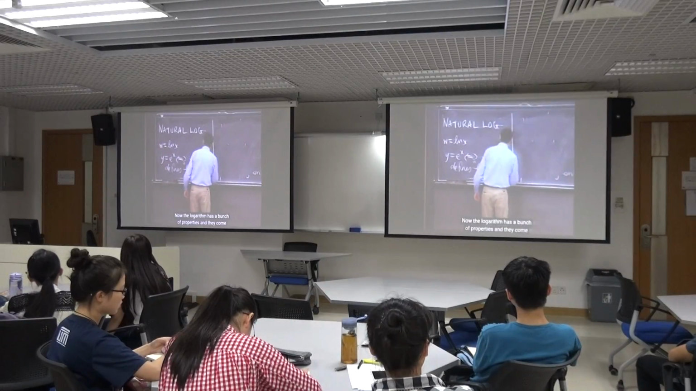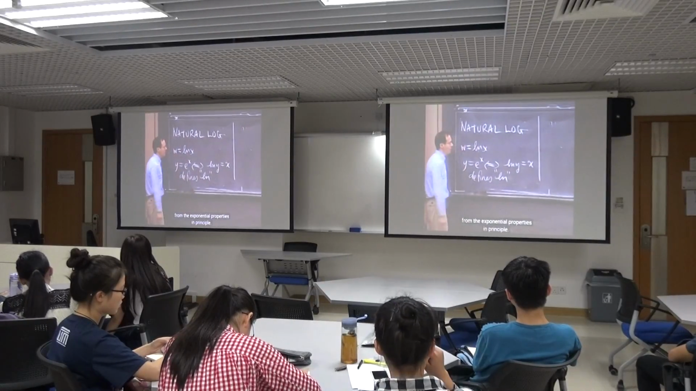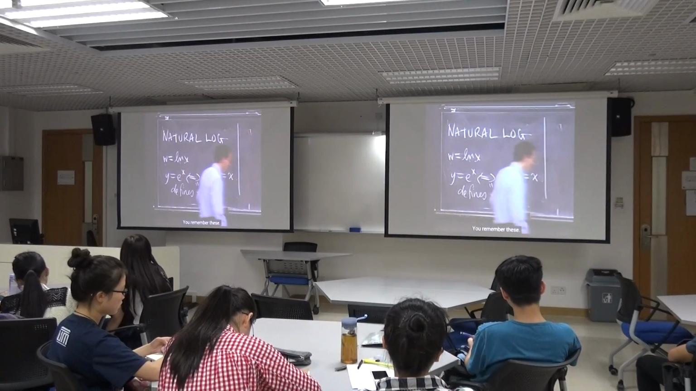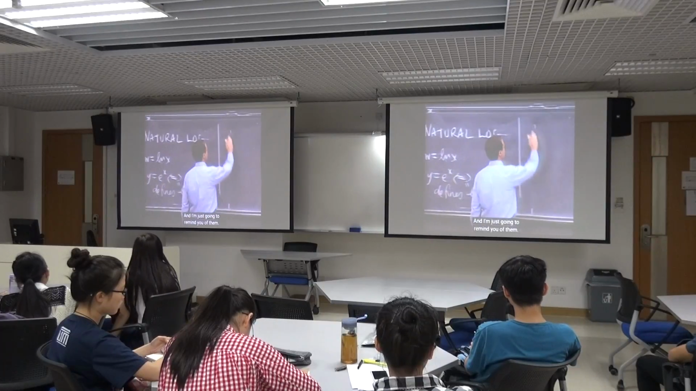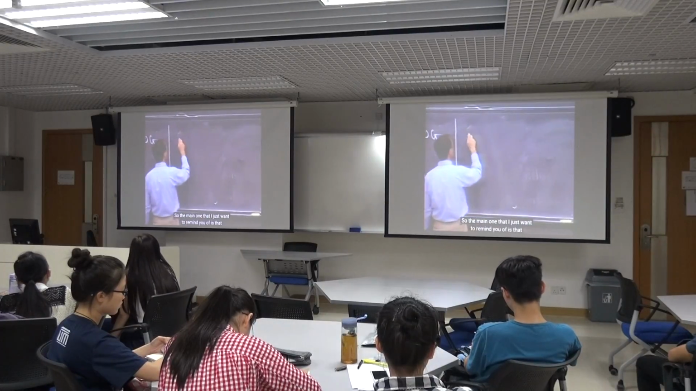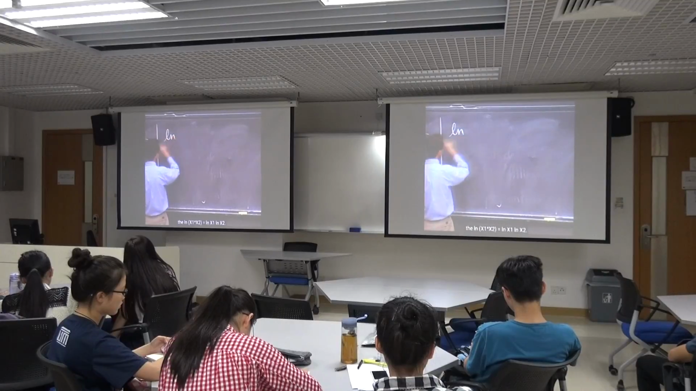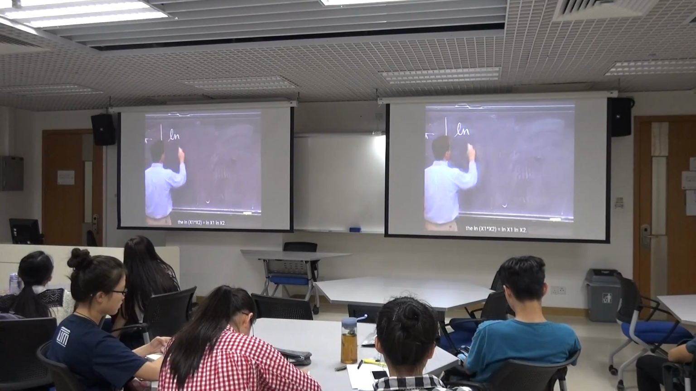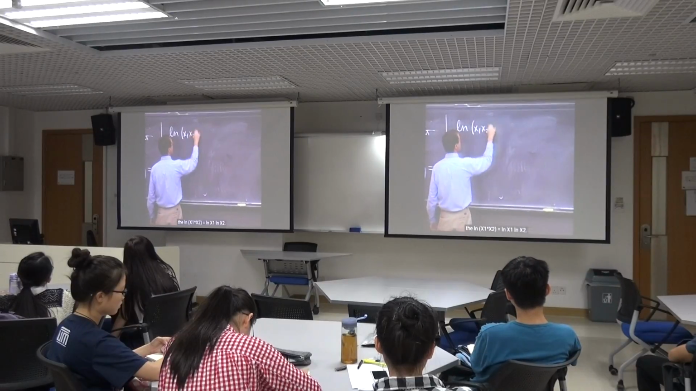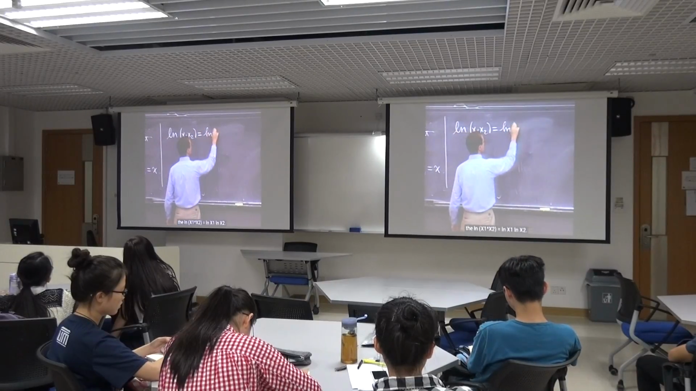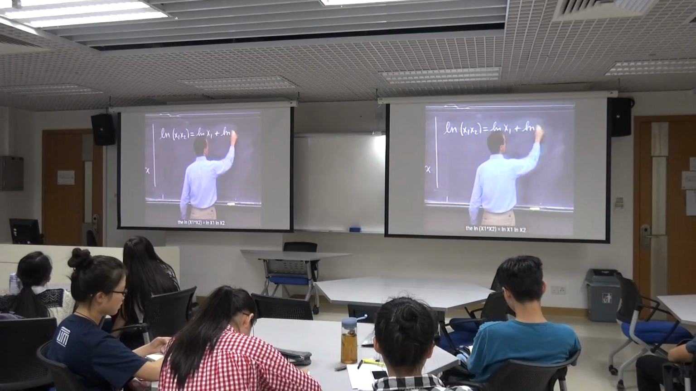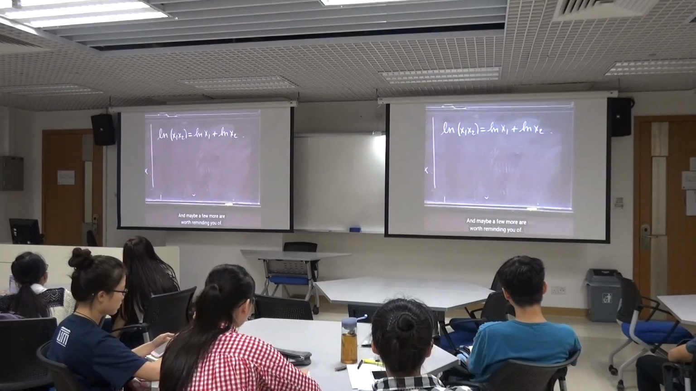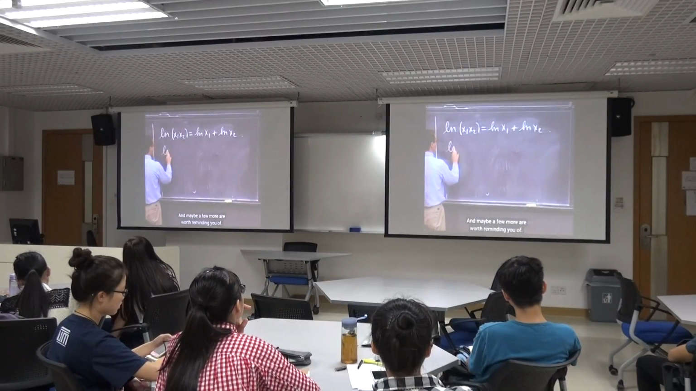Now, the logarithm has a bunch of properties, and they come from the exponential properties, and in principle, you remember these, and I'm just going to remind you of them. The main one I want to remind you of is that the logarithm of x1 times x2 is equal to the logarithm of x1 plus the logarithm of x2. And maybe a few more are worth reminding you of.